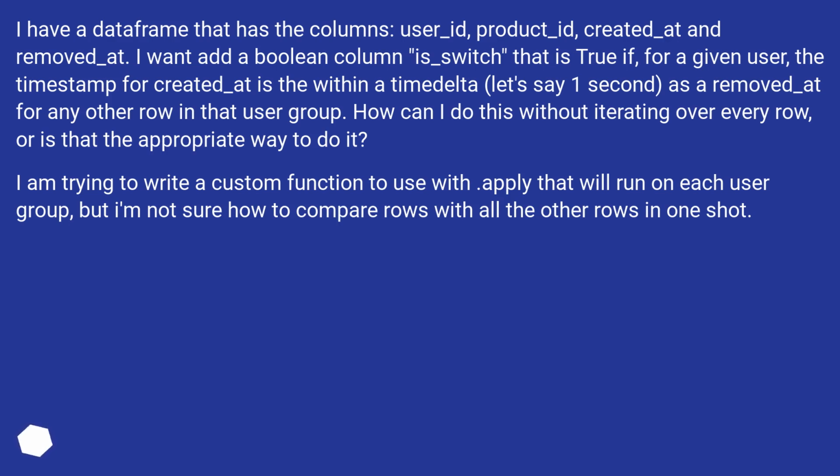I am trying to write a custom function to use with apply that will run on each user group, but I'm not sure how to compare rows with all the other rows in one shot.